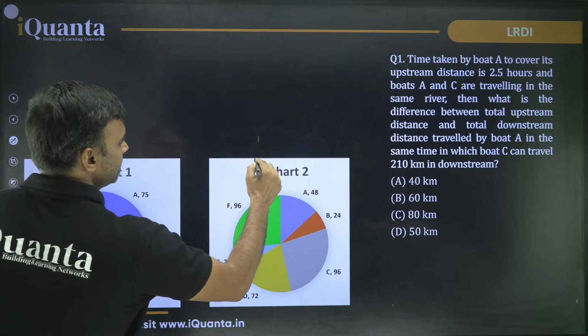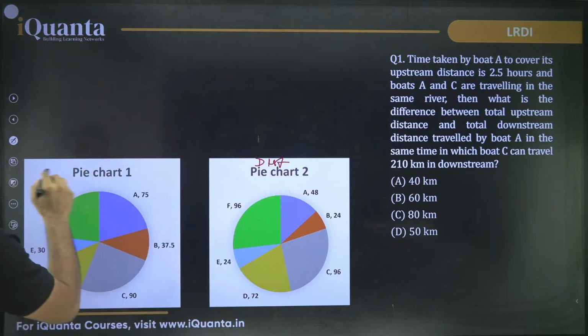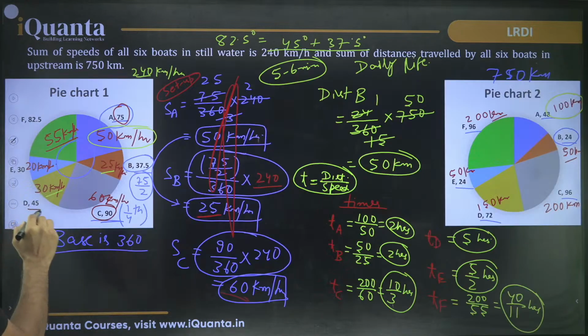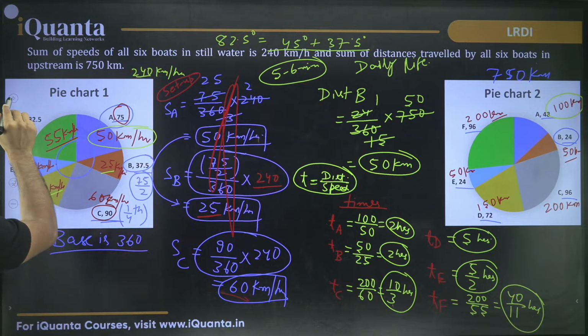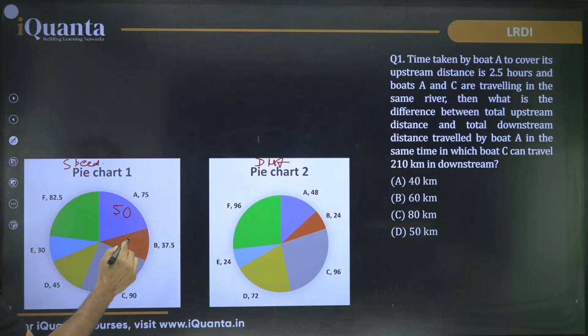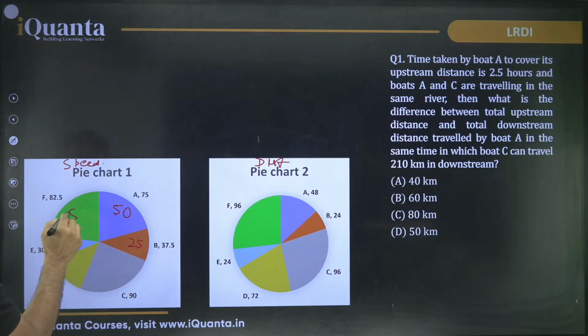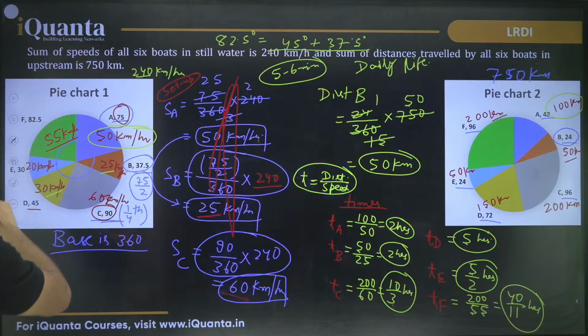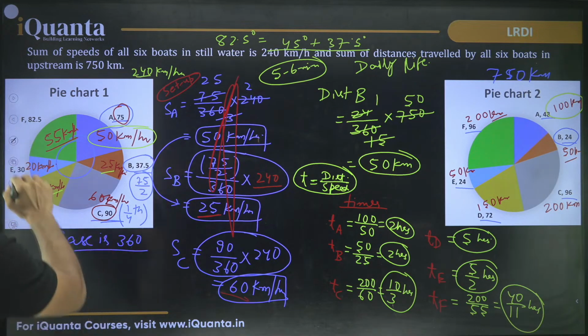This was distance, this was speed. So in your notebook you must have all these values, but for your help I'll write them on the board. So this is 50, this is 25, this is 55, this is 60, this is 30, this is 20. Right, here it was 24. What was that? 24, 50.